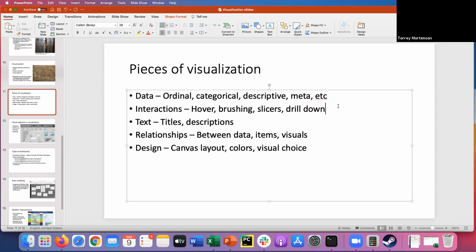And your overall design in terms of a framework. So what's your canvas layout? When you're building a visualization, think of your canvas like a desktop. It's a limited range of space where you can put your visualization items. Colors, visual choice is a huge one, and can also sometimes be culturally significant.